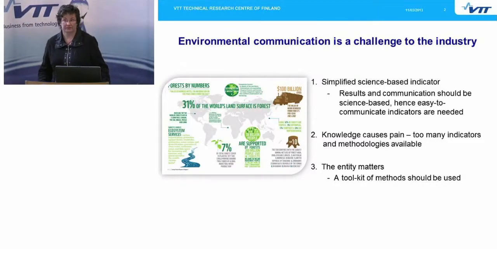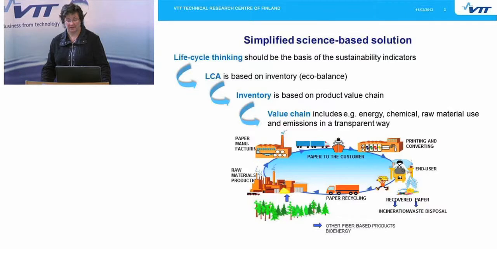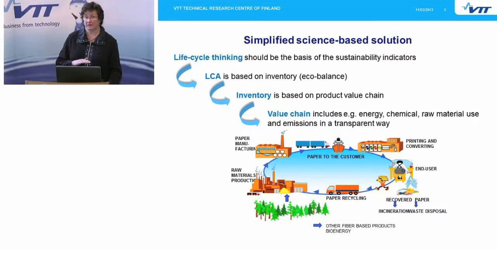And again, the inventory is based on the product value chain, so that is the key message also, the value chain. You have to know the value chain of your process, of your product. And the value chain usually includes the energy consumption, material consumption, chemicals, raw material use, emissions. And it is a transparent way of telling your inventory, your eco-balances.